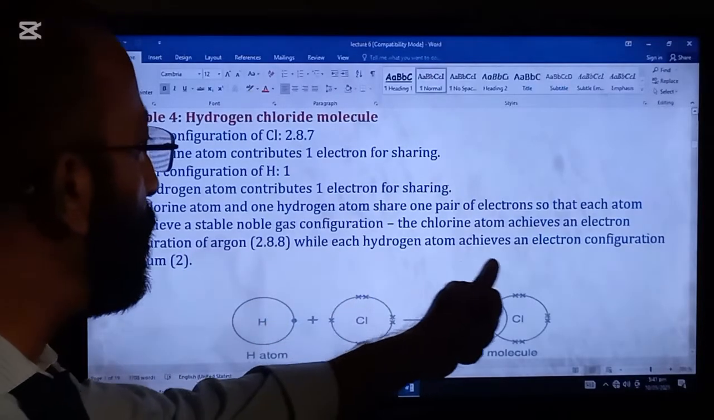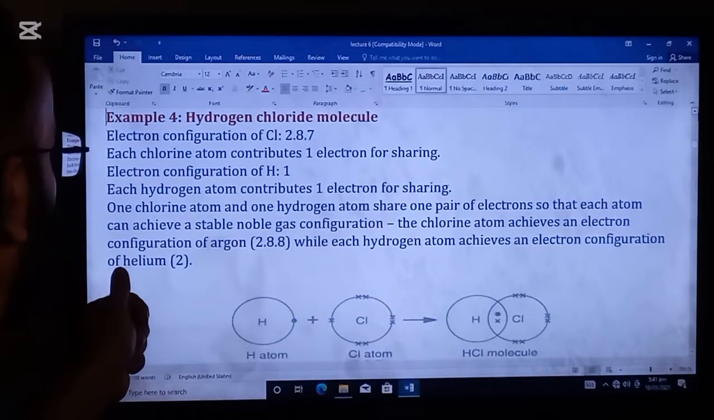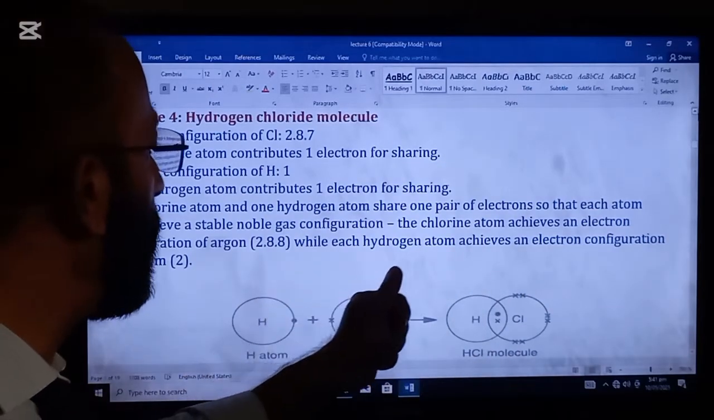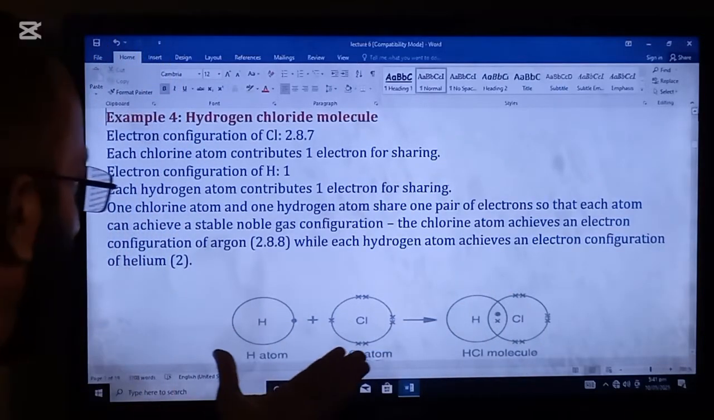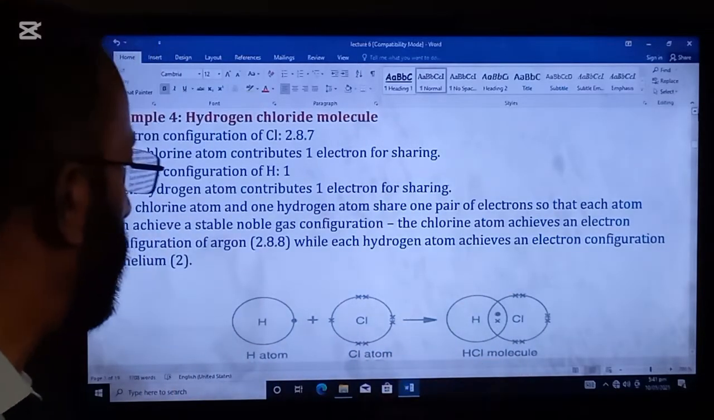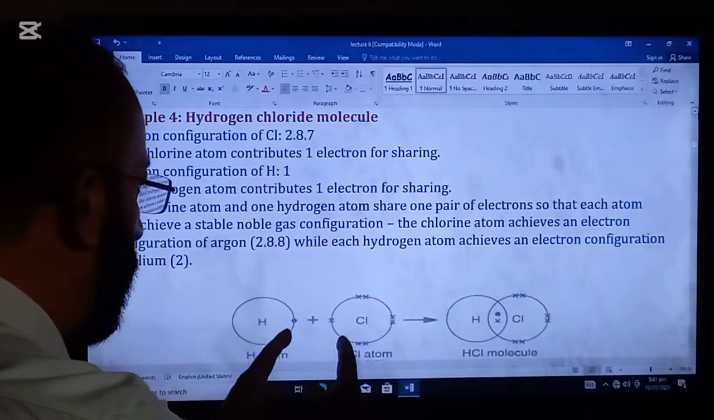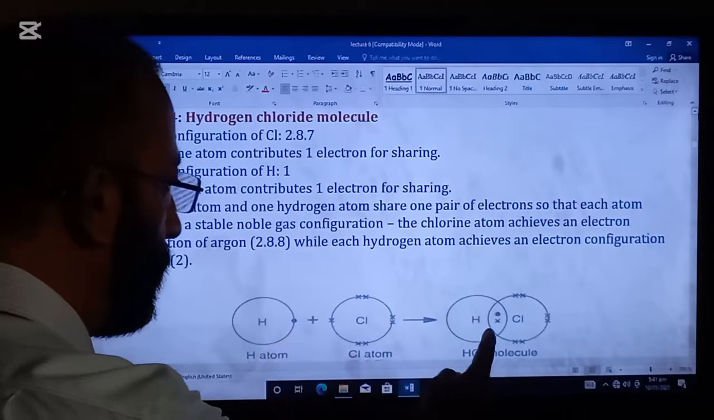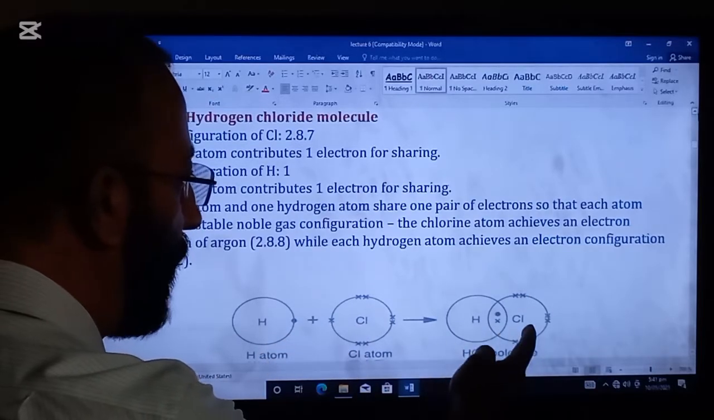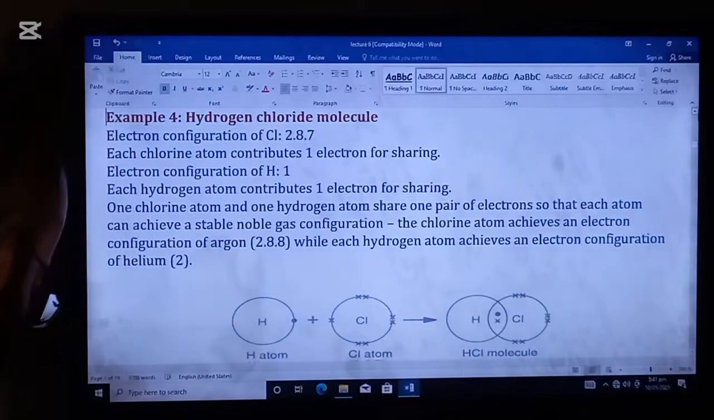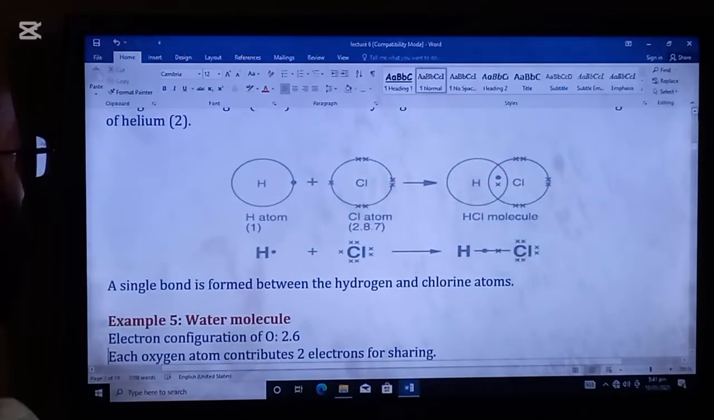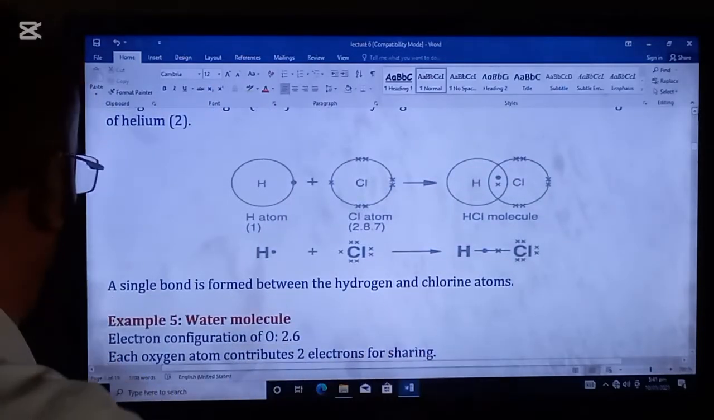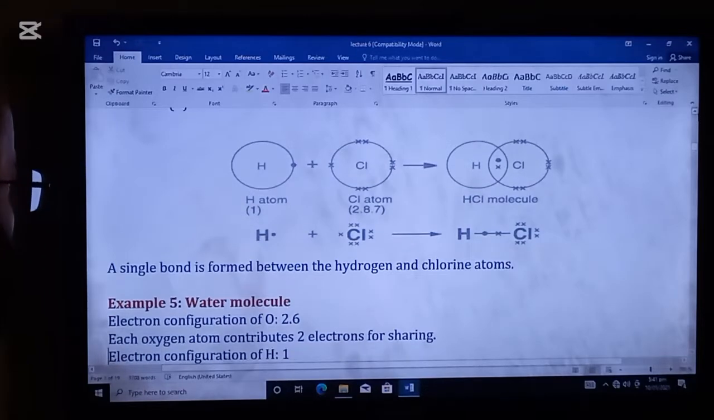The chlorine atom achieves the electronic configuration of argon, while the hydrogen atom achieves an electron configuration of helium. And here is the diagram representation. Each atom is contributing 1 electron to gain noble gas configuration. A single bond is formed between the hydrogen and the chlorine atoms.